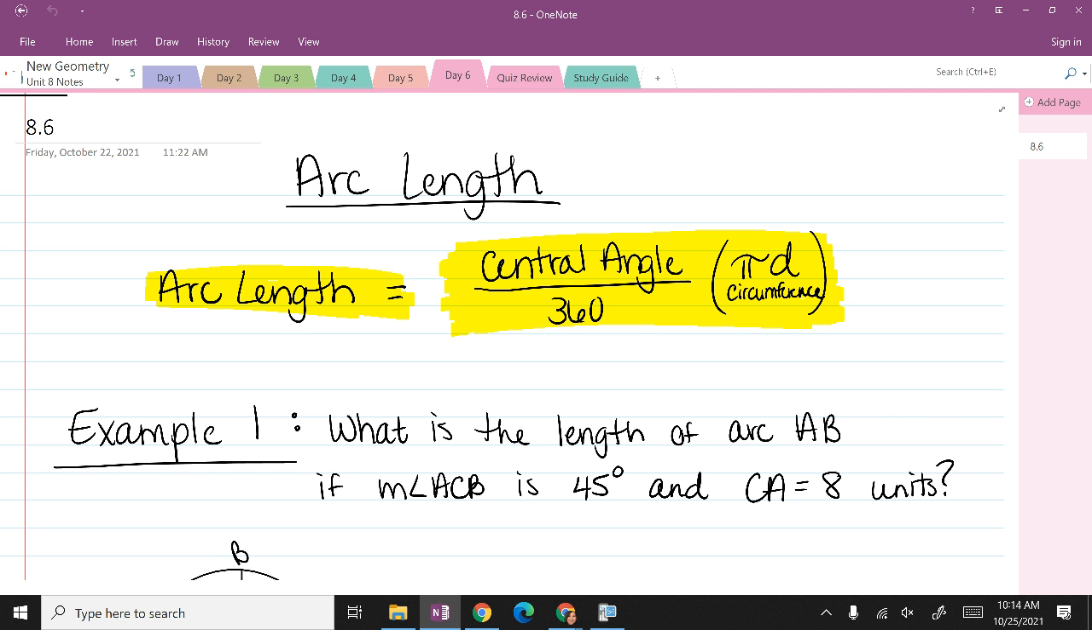What units do we use to measure arcs? Inches, feet? Degrees. Yes, we use degrees to measure arc. And today we're going to talk about the length of an arc.